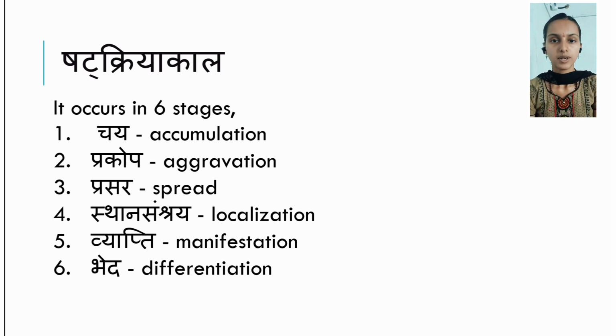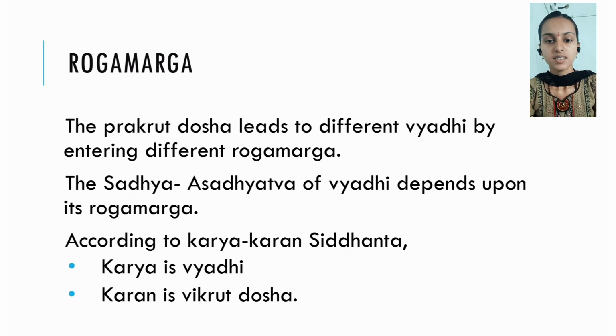So you can relate that Choy is nothing but the accumulation of the dosha in its own place. Prakop means its aggravation in the same place, and Prasar means spreading of the dosha in various other places. Sthana Samshraya, localization, means you can understand that it localizes in places other than its own site. Vyapti means it starts showing some specific symptoms, and Bheda means you can totally identify it as a particular disease.